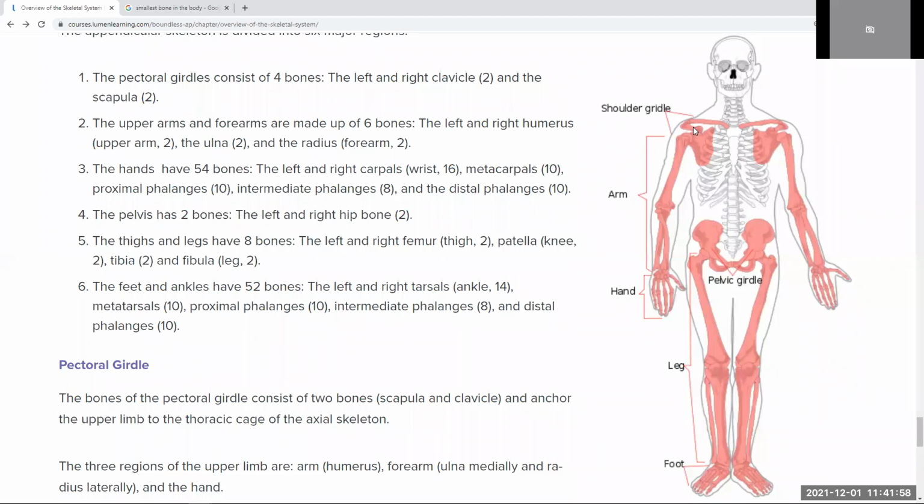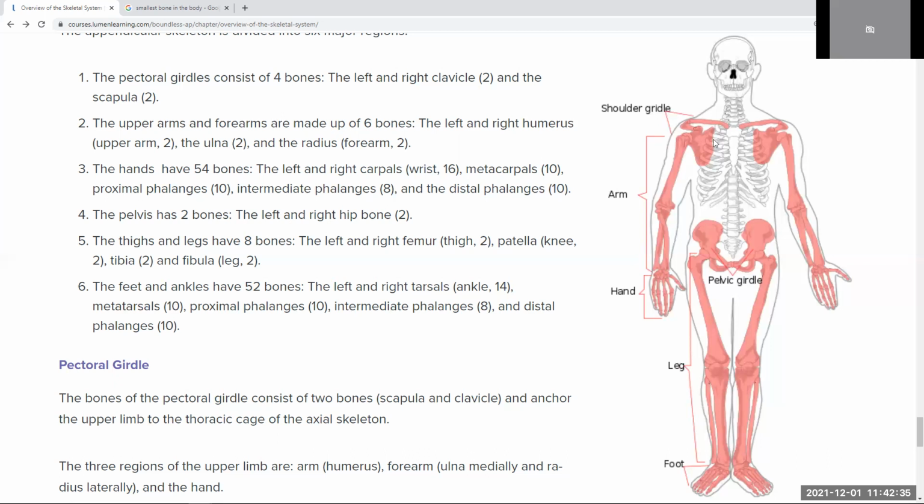What muscle do you think lies in front of the pectoral girdle? It's a muscle that begins with P. You will laugh when you hear the answer. The pectoral muscle. Thank you very much. Yes, that's correct.